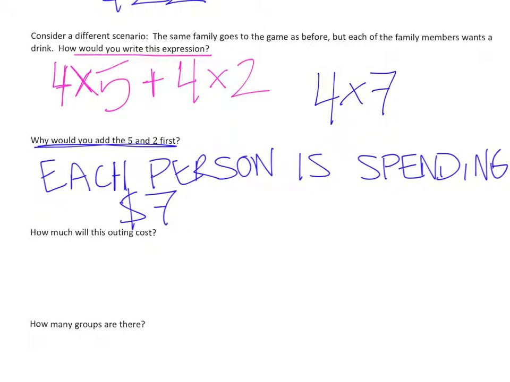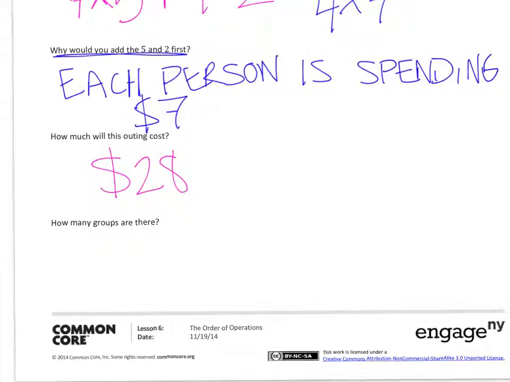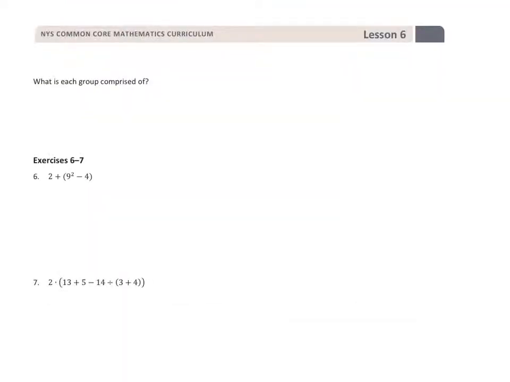So how much is that whole outing going to cost? Well, for a ticket and a soda for 4 people, that's going to be $28. Since we think about multiplication and division sometimes as dividing into groups, how many groups are there? Well, you could say we have 4 groups, that each person in the family is their own group, and that each group is comprised of $7. So we had 4 groups of $7.